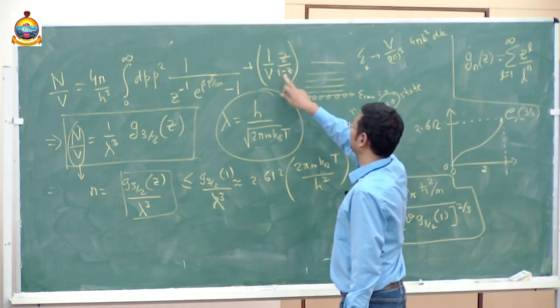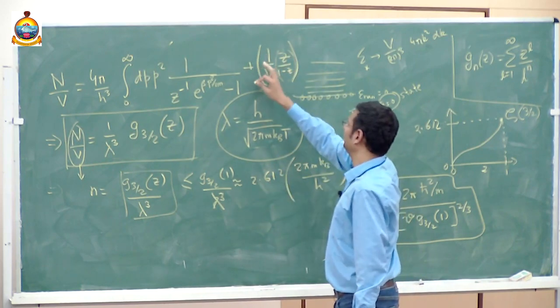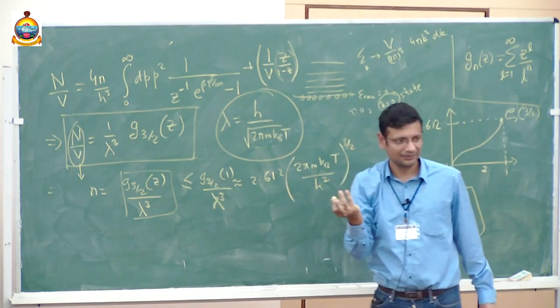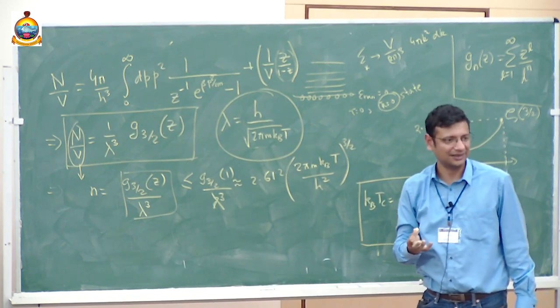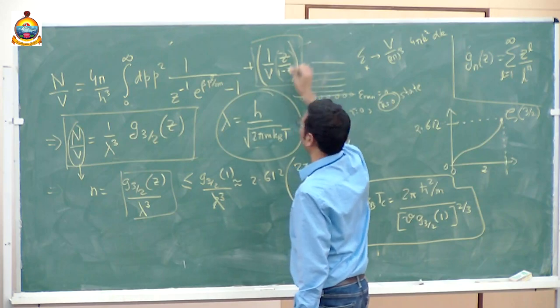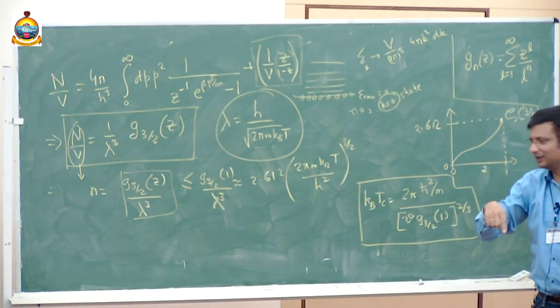So, if Z is not tending to 1, this number is some finite number, agreed? And it's being divided by a very big number, so then I can ignore it. But what happens if Z approaches 1? Then it's not so clear, right? In fact, this entire number can itself become finite. And that's exactly what happens below the Bose-Einstein condensation temperature.